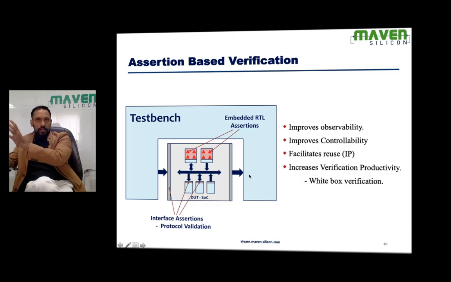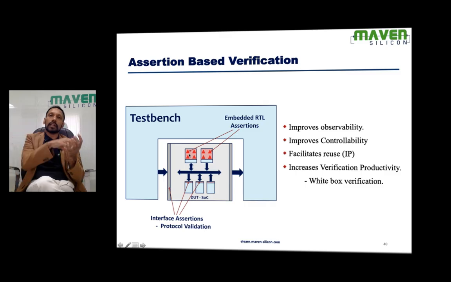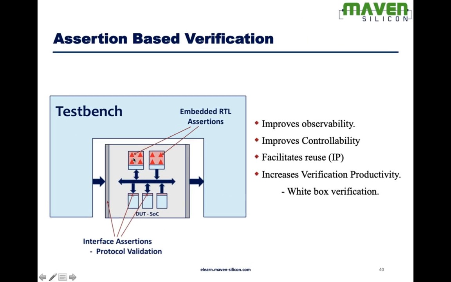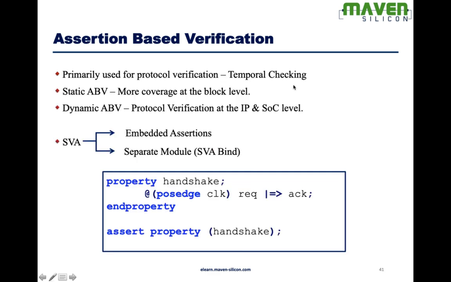At the output, you are getting an error. At the same time, within the DUT, there are some assertions failing. So you would be able to identify exactly which component in which IP is creating the issue, and the simulation debugging is going to be very easy. This is called white box verification.